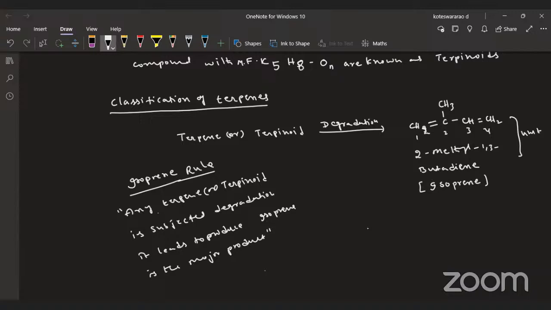What is the isoprene rule? Generally, terpenes and terpenoids are all naturally occurring. Some of them are synthesized, but most of them are naturally occurring. Any terpene and terpenoid subjected to degradation leads to isoprene as the major product. Then that is known as the isoprene rule. Another name for this rule is the Wallach rule.